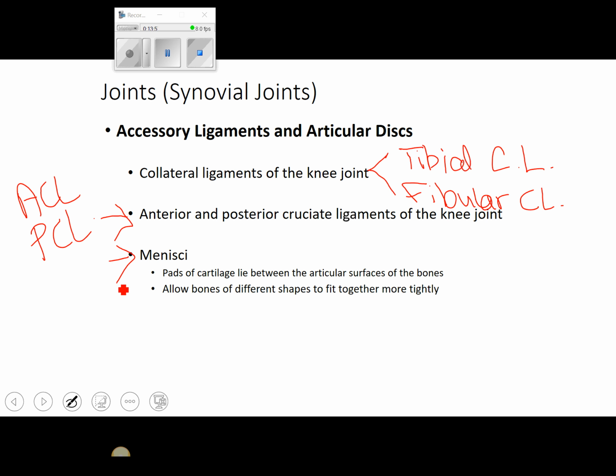Next, you have your menisci, or the meniscus, for plural, is menisci. These are pads of cartilage that lie between the articular surfaces of the bones. They allow bones of different shapes to fit together more tightly. They are made of fibrocartilage, and they're also known as your articular discs. So it is a pad of fibrocartilage between opposing bones within a synovial joint. They also subdivide a synovial cavity, channel the flow of synovial fluid, and allow for variation in the shapes of the articular surfaces.